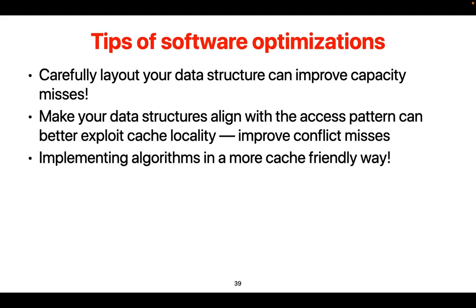So, all right, here's a summary. Again, for software optimizations for cache performance, there are tons of tips and tons of mechanisms, and if I wanted a course on that, it would take the whole quarter. So today I'm just showing you some of the stuff and some of the tips. So first of all, carefully laying out your data can improve capacity miss. Carefully make your data structure align with the access pattern to better exploit cache locality. For example, why not transpose? Why not do column store?